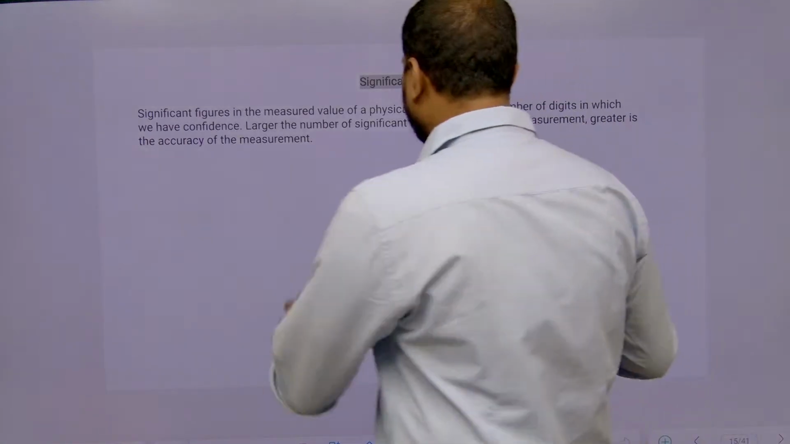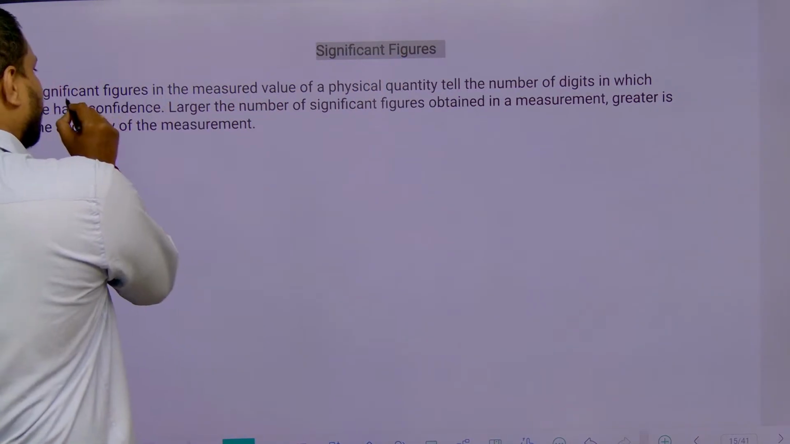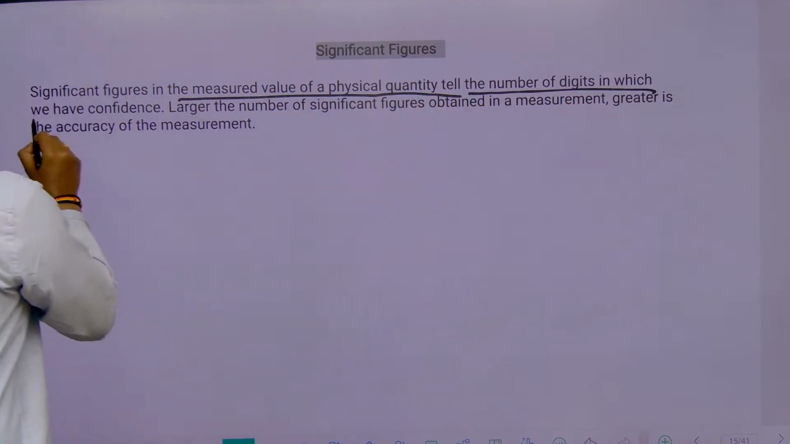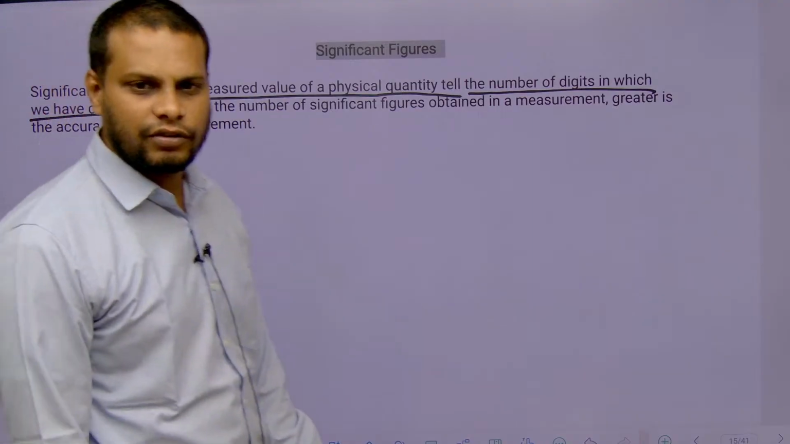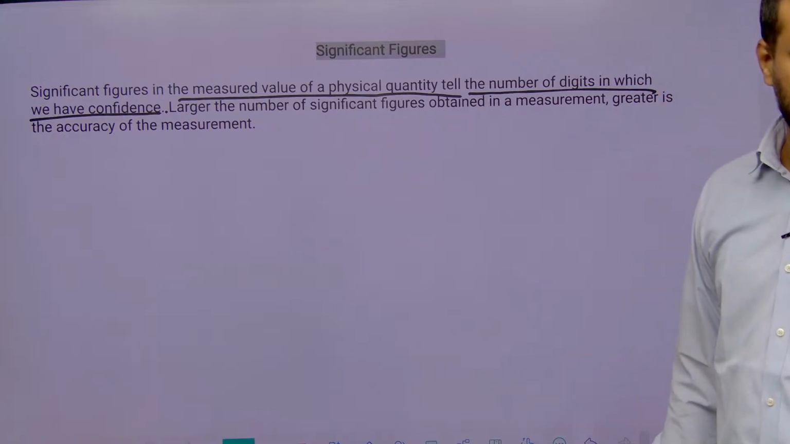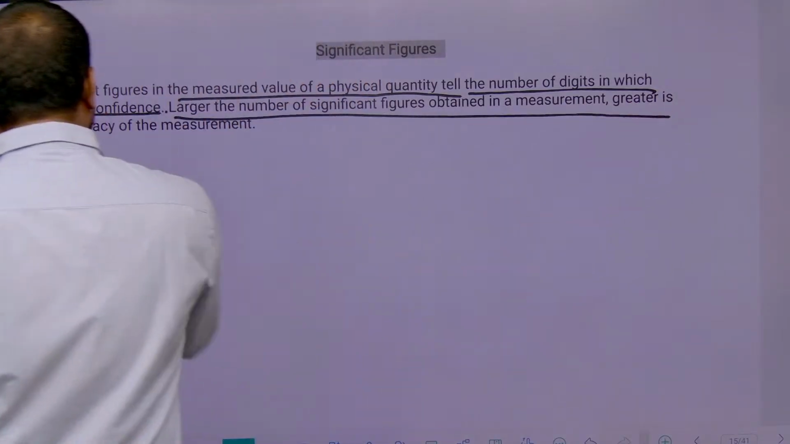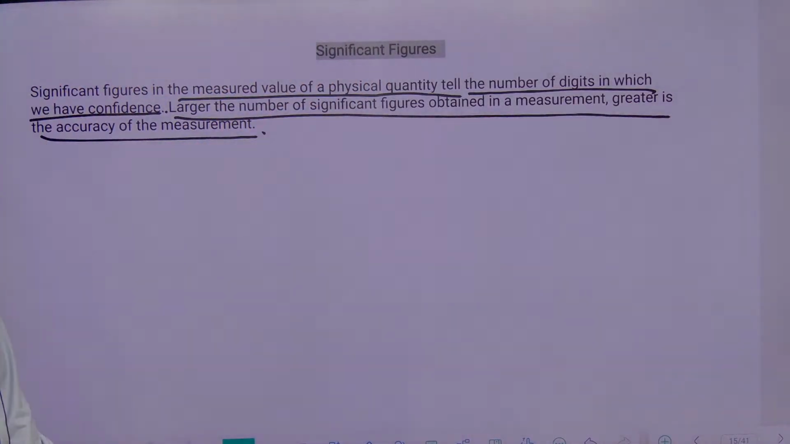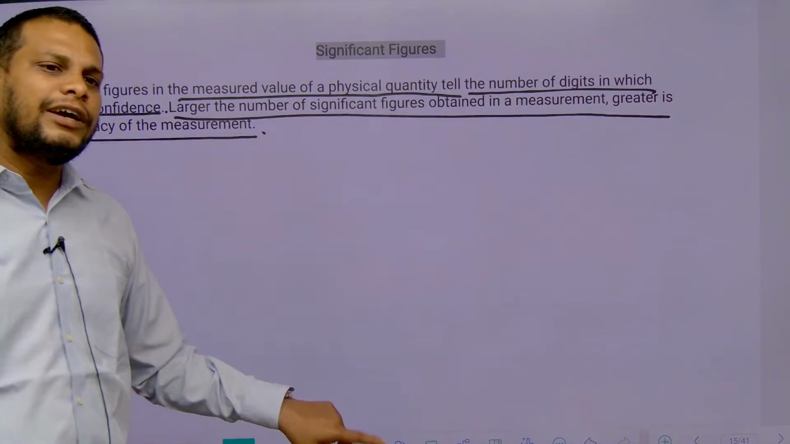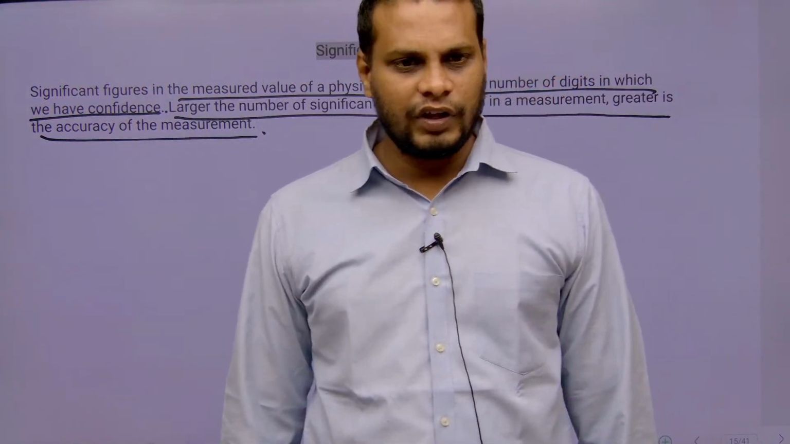Significant figures are, in a measured value of a physical quantity, the number of digits in which we have confidence, the trustworthy or reliable ones. Those are called significant numbers. Are you clear? Now please remember, the larger the number of significant figures, the greater the accuracy of the measurement. If you have more trustworthy numbers, then you can believe the value more. That is more accurate. Are you clear?